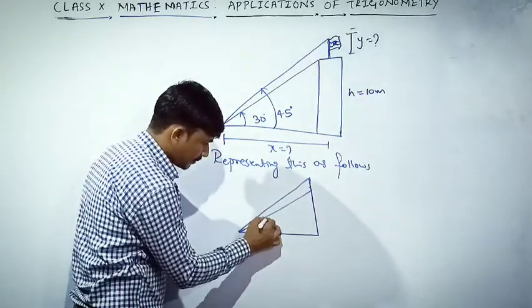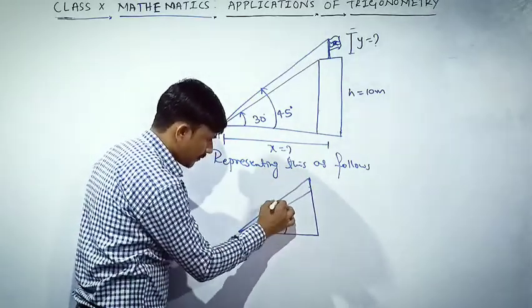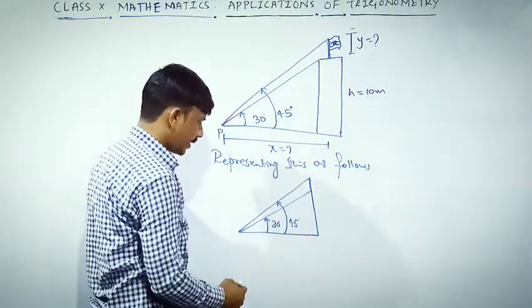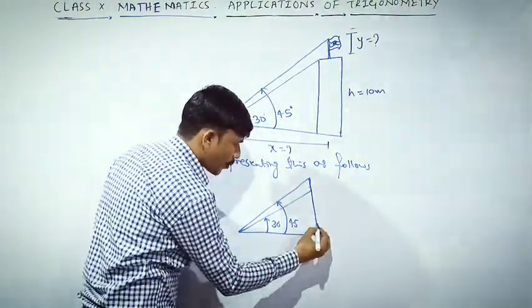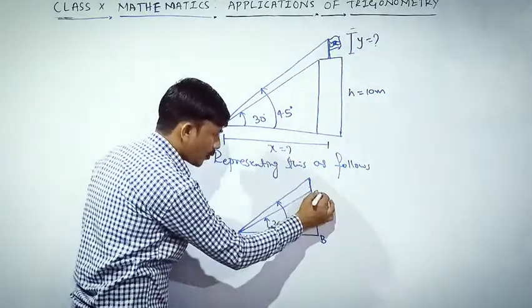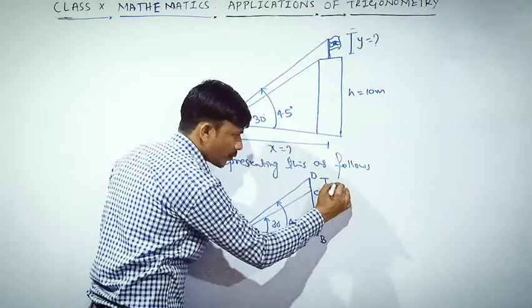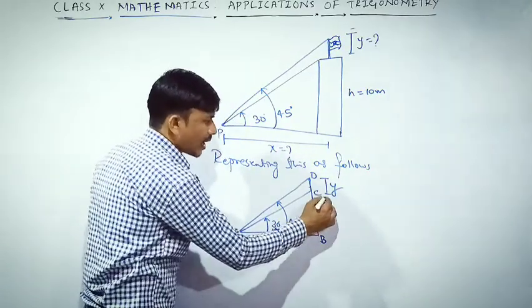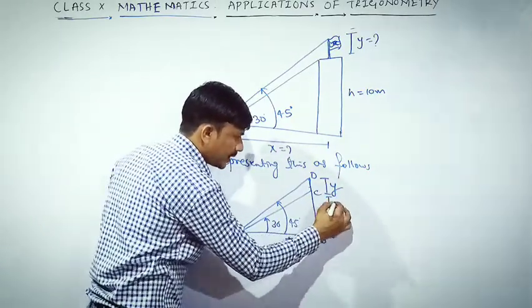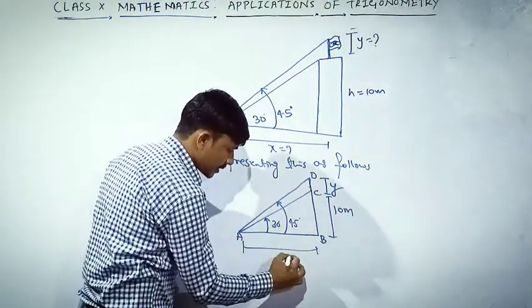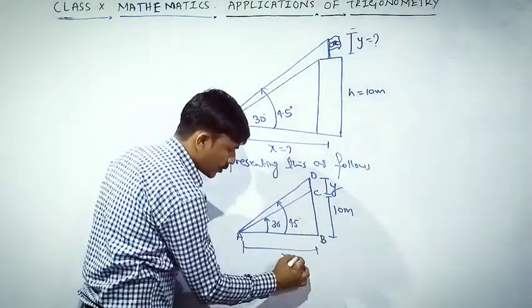This is 30 degree. This is 45 degree. Yes or no? 45 degree. Then consider this one as point B, point A, point C, point D. Already we have to find this one as Y. Correct? What is the height? 10. Height of the building? 10 meter. We also find out this is X equal to question mark.